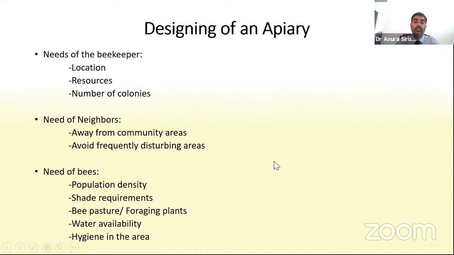Now, when you keep several colonies in a single place, there is a high chance of them being infested by different diseases or pests, such as wax moth and sometimes brood diseases, right? There may also be different viral diseases. If one colony gets infected, it can spread very quickly among the other colonies in an apiary, like the colony collapse disorder in European countries, right? So it can easily spread. Therefore, you have to maintain hygiene in the area.